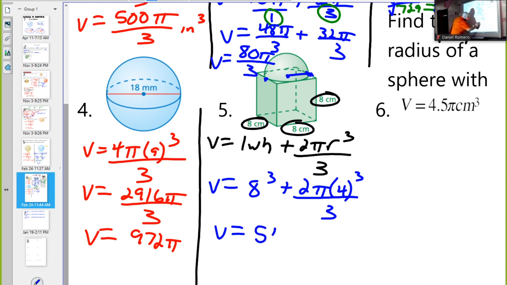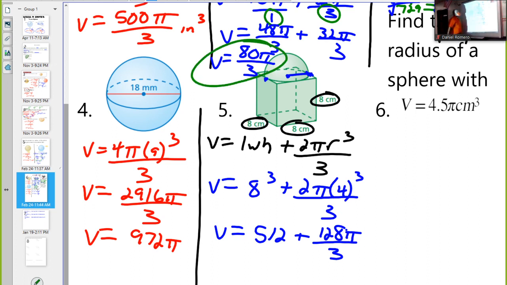Alright. So, 8 cubed is 512. 4 cubed is 64, times 2 is 128. So I get 512 plus 128 pi over 3. Now, if you look at the one that we did up here, where we combined terms, it's 80 pi over 3, because both terms have a pi. Using the algebra terminology, they were like terms. Here they couldn't be combined, and it has nothing to do with the fact that one is a fraction and one isn't. We showed up here that we could combine a term that's a fraction and one that isn't, because both have a pi. Here, just leave it like that.